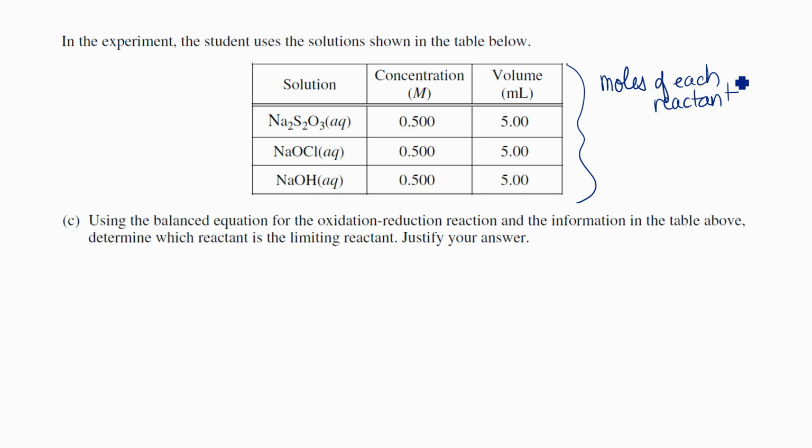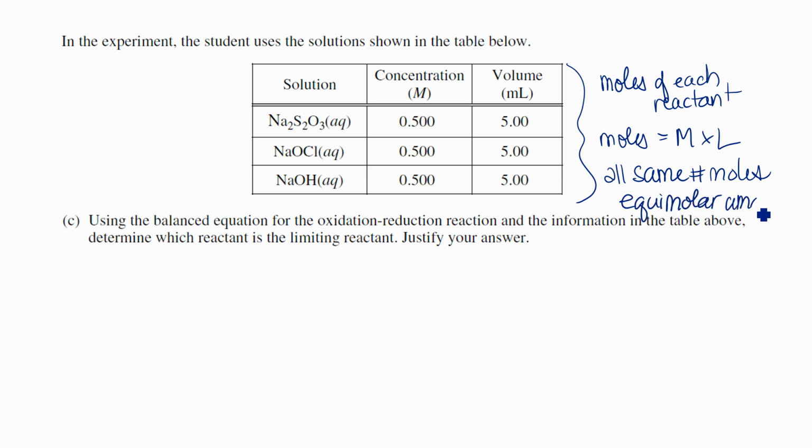And since in this case these are all aqueous reactants, they're solutions, to find moles, we take the molarity times the volume. And what we should notice here is that they all have the same number of moles. So you've got the same number of moles of all three of your reactants. A word you can use here, if you want to, is equimolar. We have equimolar amounts of each of our three reactants.